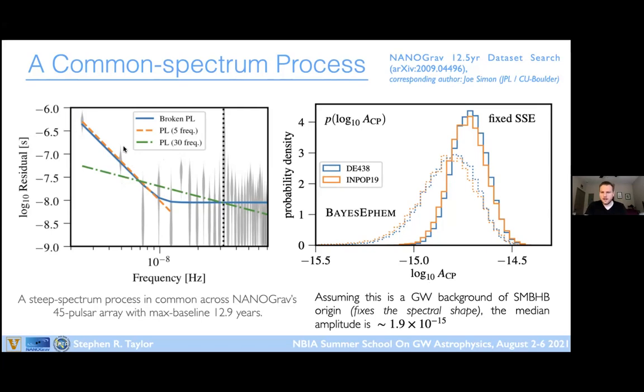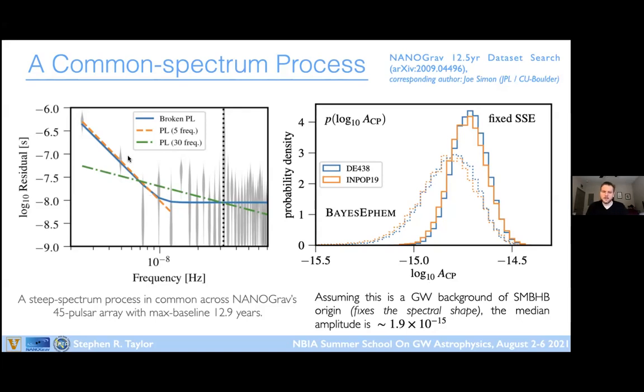Now, if we let the data tell us the number of frequencies to use, then we get something that's closer to a 5 frequency power law. So if we use this blue line here, that's a broken power law. The corresponding behavior is that we have a power law at low frequency and then it tilts to be flat at higher frequencies. And the transition point between power law and flat is chosen by the data. It's a variable that's searched over at the same time as everything else. And the data wants this to be close to 5 or 6 frequencies. Okay, so this is an adaptive way of judging the number of frequencies to include in a power law search at low frequencies.